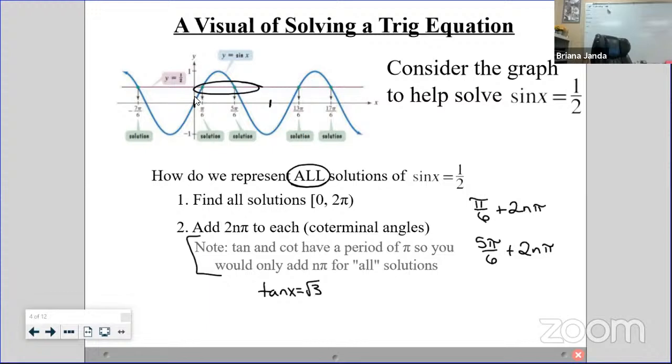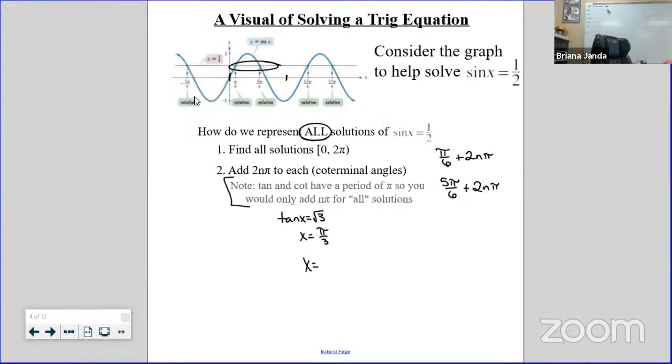Go back to your method here. What angle gives us a tangent value of square root of 3? Pi over 3, yep, 60 degrees. And the other place that it is positive, here, let me give myself some room here. Quadrant 3, what's the pi over 3 in quadrant 3? 4 pi over 3. But notice the difference here is that if we do the all solutions for tangent and cotangent, because they have a period of just pi and not 2 pi, when I go to add this, it'll just be n pi instead of 2n pi because of the difference in their period length.